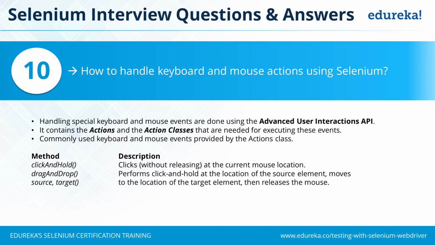For instance, I want to type something in uppercase. I might have to hit the caps lock key, or I might have to press and hold the shift key, type whatever I want in uppercase, and then release the shift key. This is again a complex operation which can be easily achieved with the help of the Actions class. The Actions class provides you methods to perform such complex keyboard and mouse operations. Let's see a few of them.